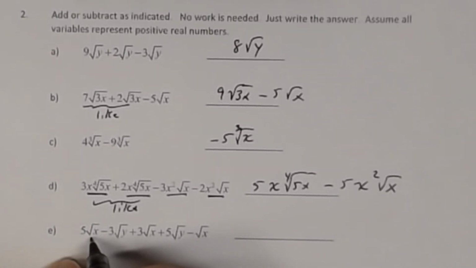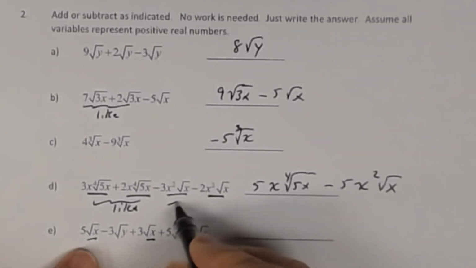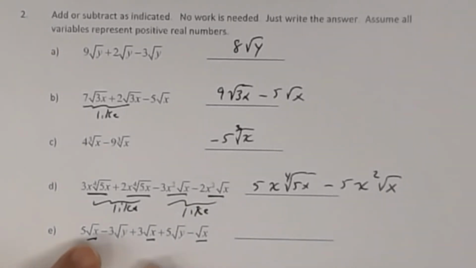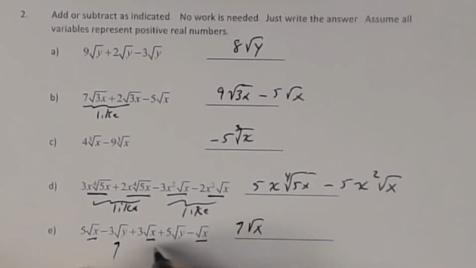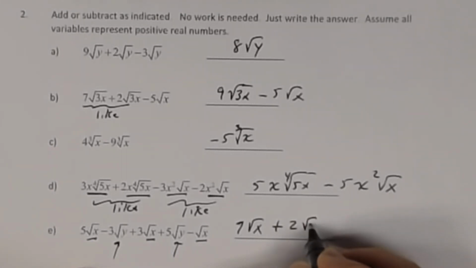So let's do the square root of x first. You have a square root of x here, a square root of x here, and a square root of x here. So those three are like terms, right? And don't forget, these are like as well. All right, so those are like terms. So you have 5 square root of x and 3 square root of x is 8 square root of x. 8 square root of x and a -1 square root of x is 7 square root of x. So you get 7 square root of x. And these are like terms. You have a -3 now. -3 square root of y and a +5 square root of y is a +2 square root of y.